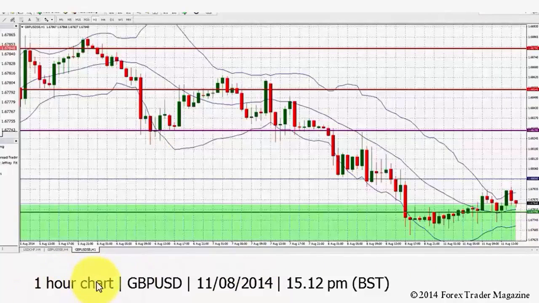So we're talking about a 1-hour chart. We have a currency pair, which is the pound, GBP, and the US dollar. It was on the 11th of August 2014, and this was just after 3 p.m. in the UK. So we know we're looking at a 1-hour chart. What that actually means is that each of these, as we call them, candlesticks, represents 1 hour in time. So in a period where we've had a green candlestick, the price has risen during that hour. Where we've got a red candlestick, the price has fallen during that hour.